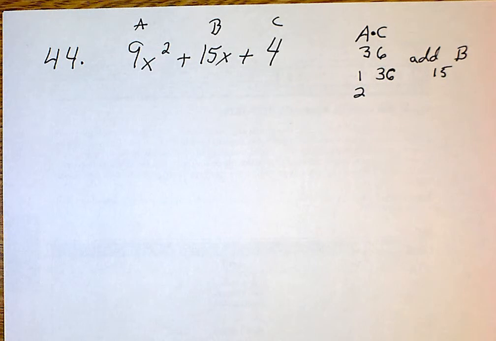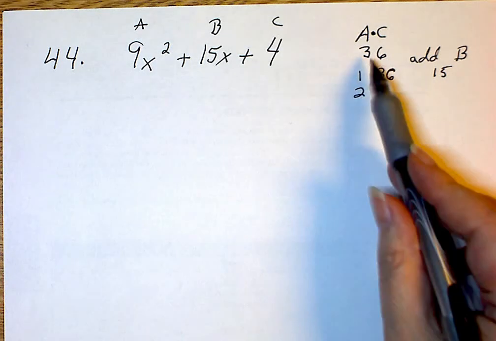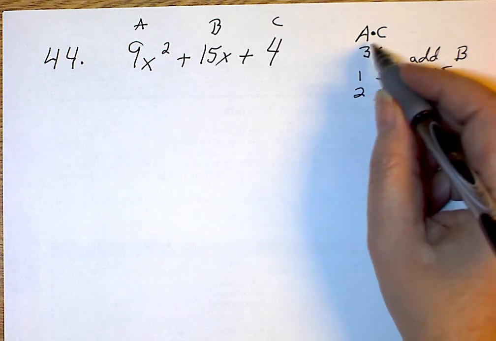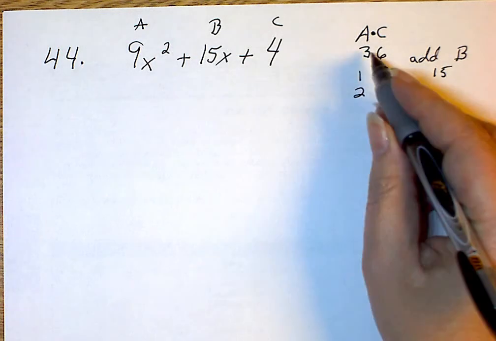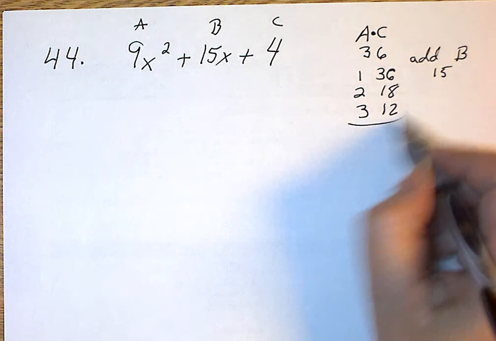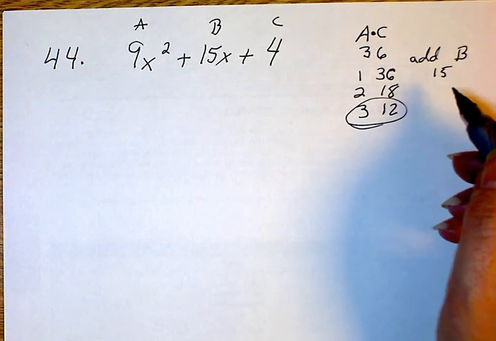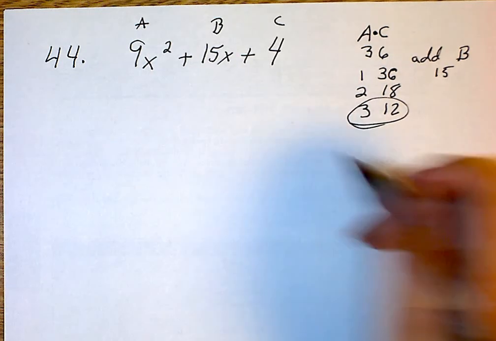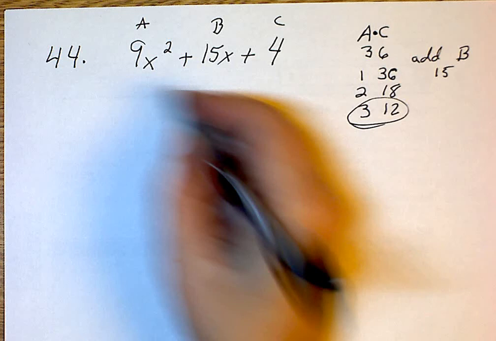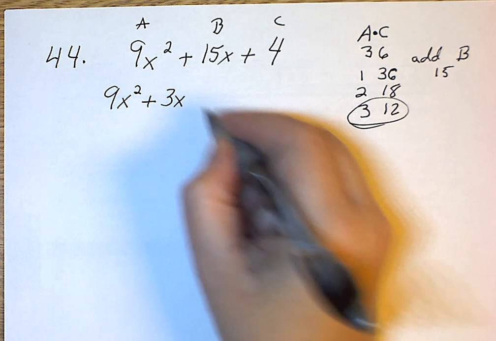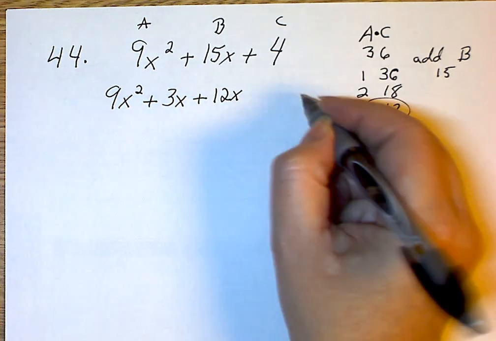you guys found that you had 2, and what gives me 36? All three. So 2 and 18, and then 3 and 12. So these are the 2 that add up to 15. My next step is what? To rewrite this using 3 and 12. So I'm going to go 9x squared plus 3x plus 12x plus 4.